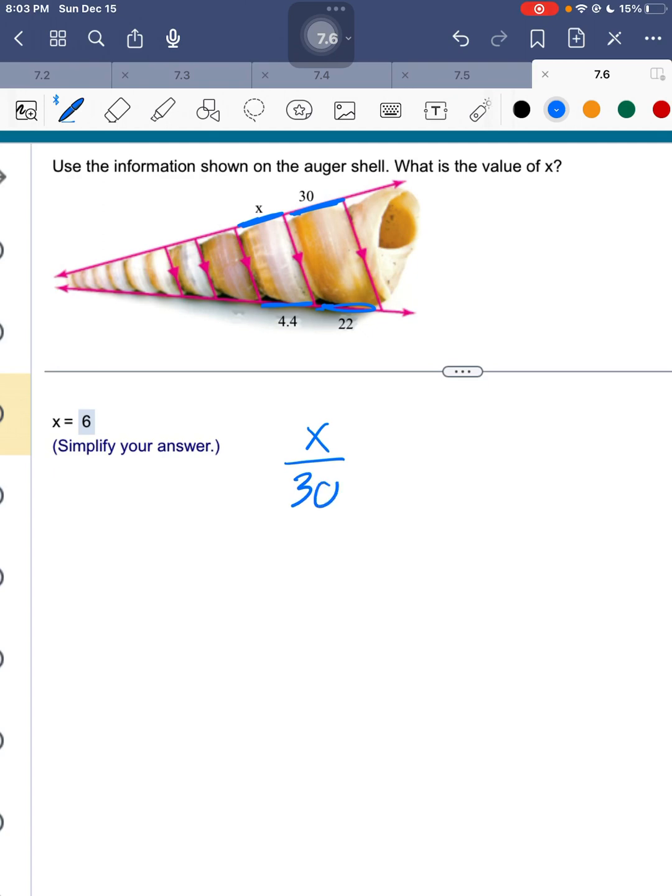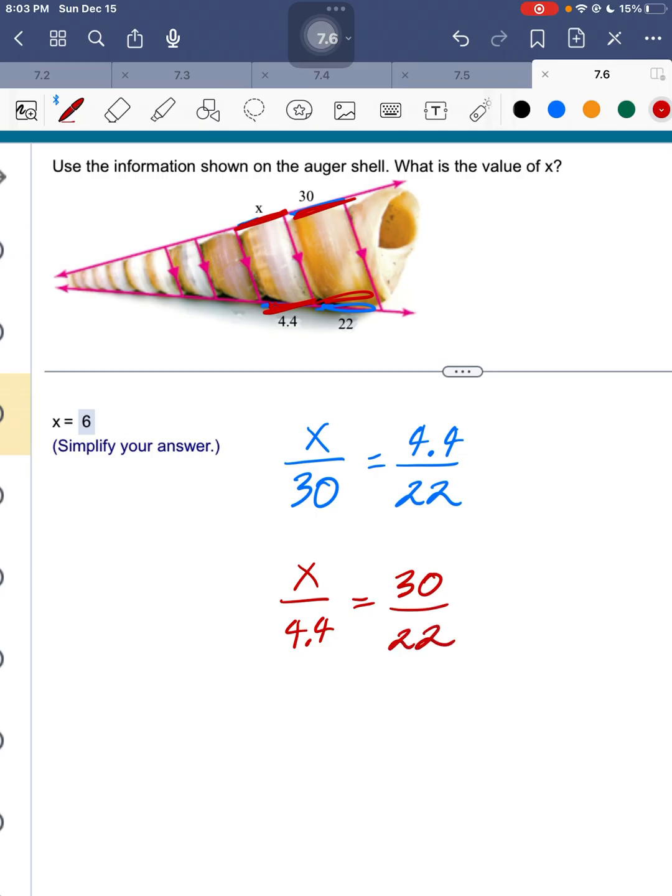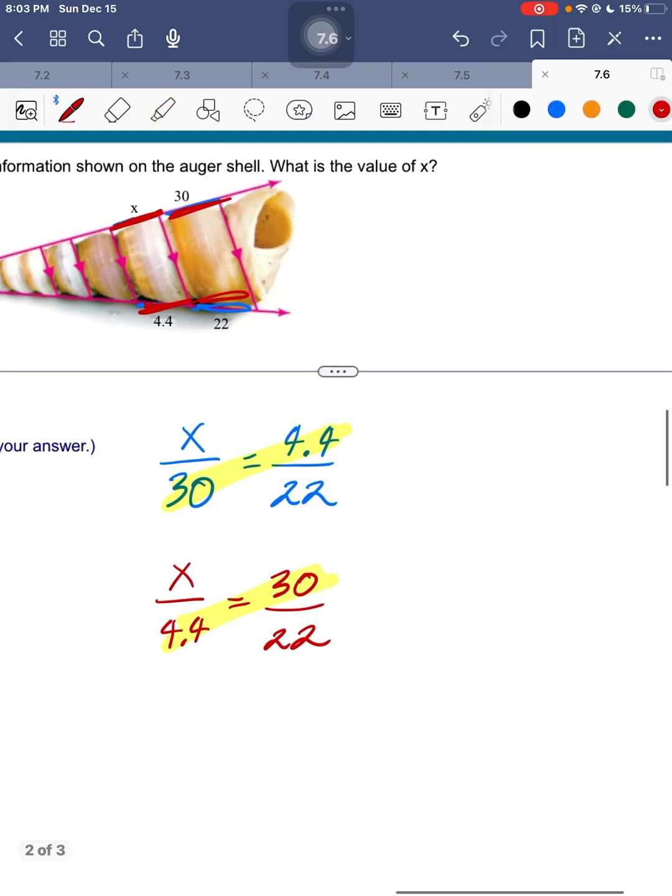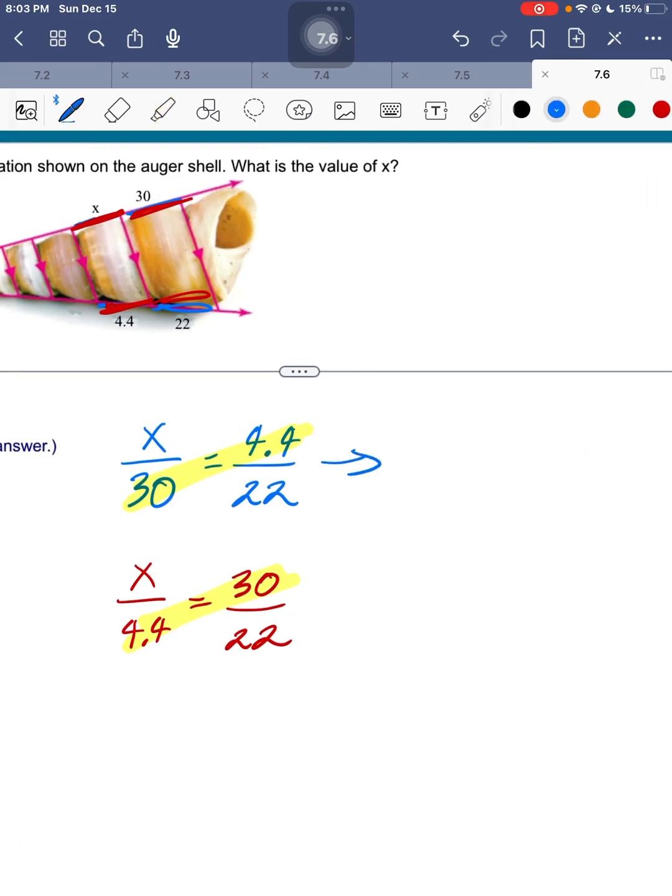So let's look at this next one. Same thing. X is to 30 as 4.4 is to 22. Or you could have done x is to 4.4 as 30 is to 22. Once again, the only thing that's changed is the means, 30 and 4.4.